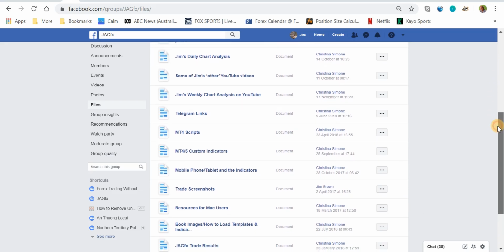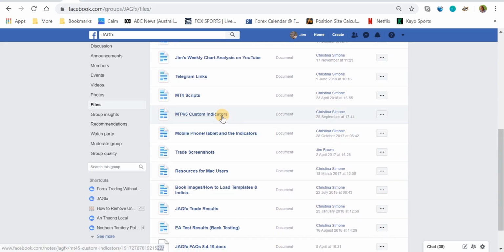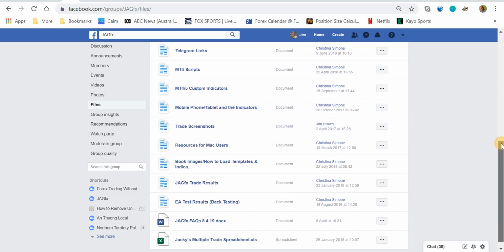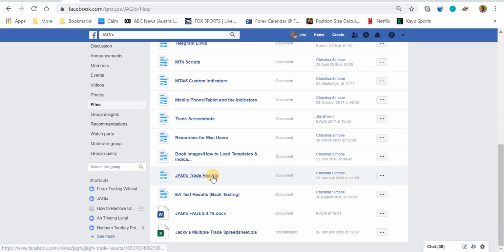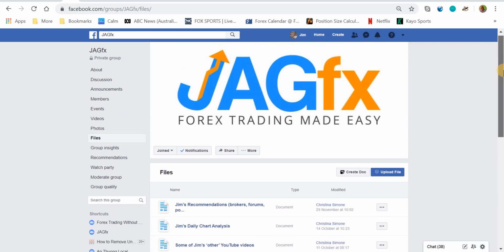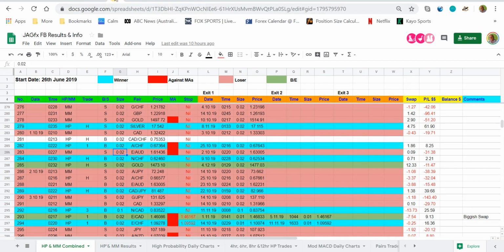You can see all my stuff here. There's some custom indicators, MT4 and MT5. Trade screenshots, which I post every day. They get put in a shared folder. And JAGfx trade results, FAQs, and that multiple trade spreadsheet, etc. It's all in there. So if you go there, moving right along, let's have a look at the spreadsheet.